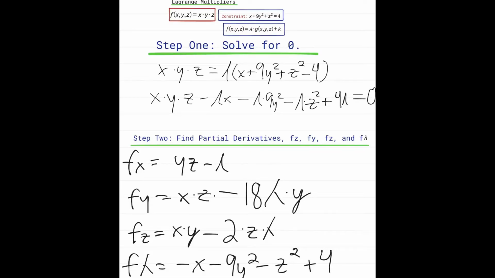So now we can move on to step 3. In step 1, we solved for 0. In step 2, we took the partial with respect to x, y, z, and lambda. And now we're going to use these partial derivatives as a system of equations to solve for x, y, z in step 3.